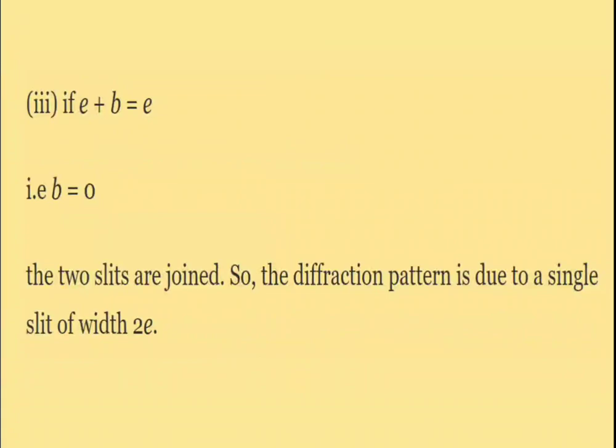These are the missing cases whenever the interference maxima and the diffraction minima coincide in the case of Fraunhofer diffraction due to double slit.